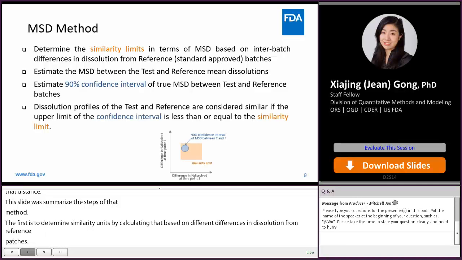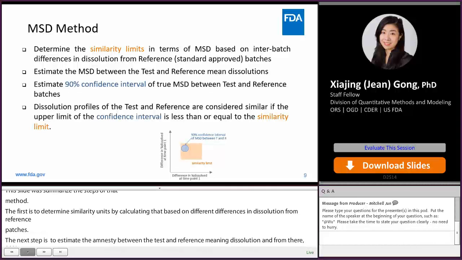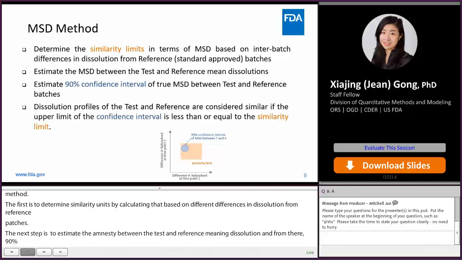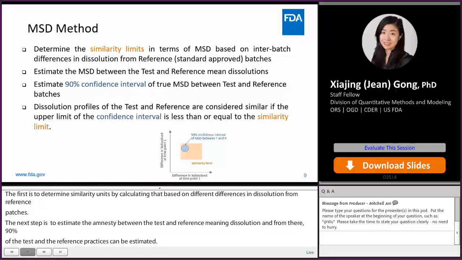Finally, using the results calculated from the previous steps, if the upper limit of the confidence interval is less than or equal to the similarity limit, or as the simplified 2D illustration shows here, if the blue region is within the orange region, then the dissolution profiles of the test and reference are considered similar. And different from the F2 method, where the common acceptable cutoff is 50, the cutoff for the MSD method is data dependent.